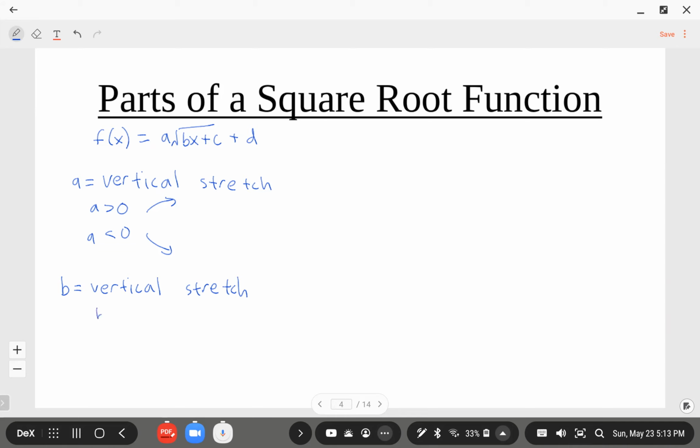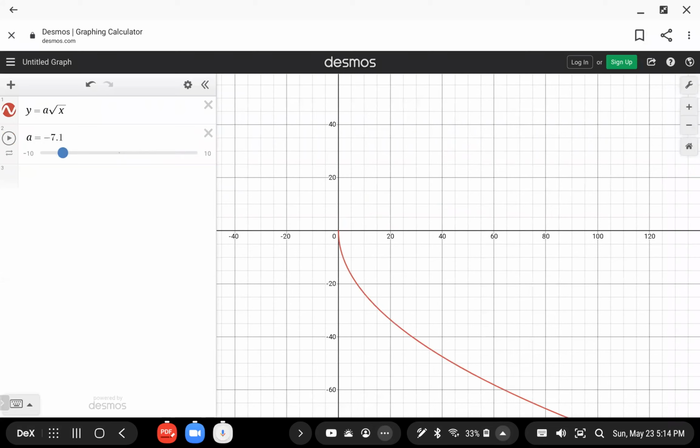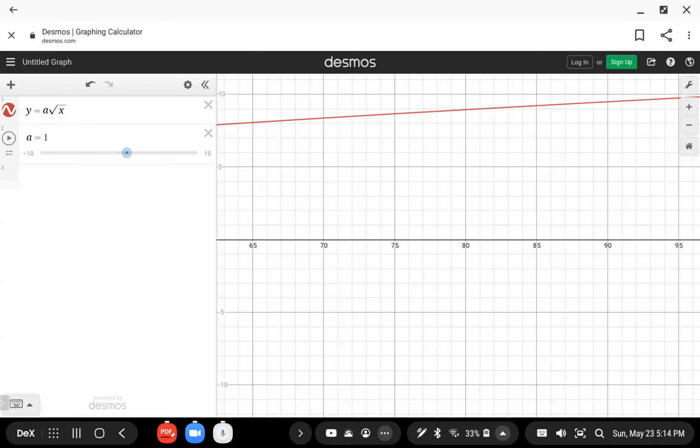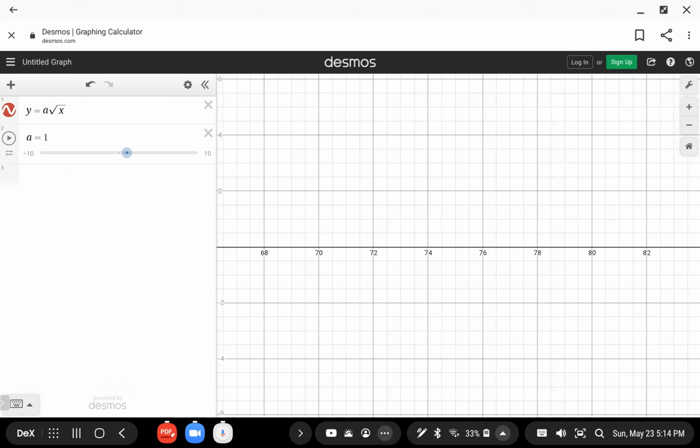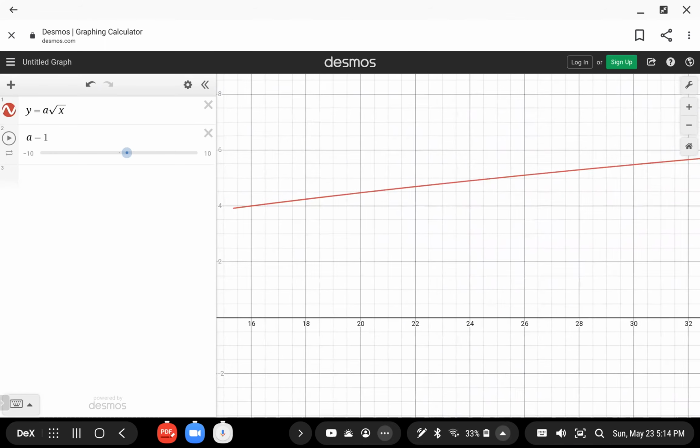So actually, let's take a look at what b does first in Desmos. Let's keep that on, and keep it at 1 first. It is 1 right now.